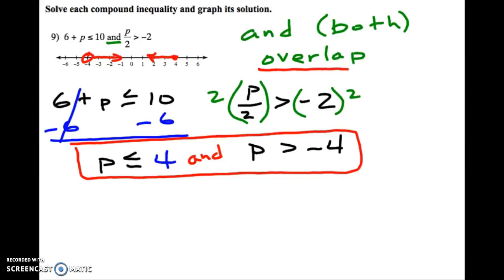And if you remember, we're looking for the stuff that's overlapping, so we're basically looking for the stuff in between the two numbers. So all the numbers greater than negative 4 and less than or equal to a positive 4 will work for both equations.